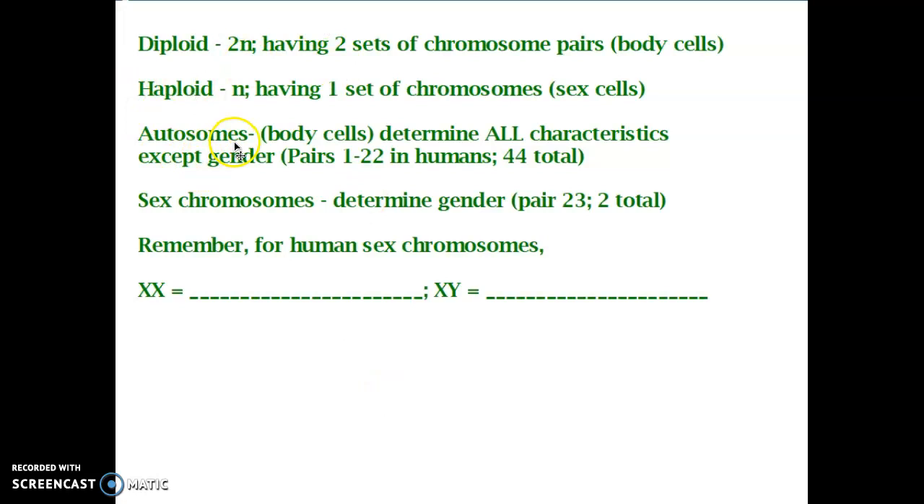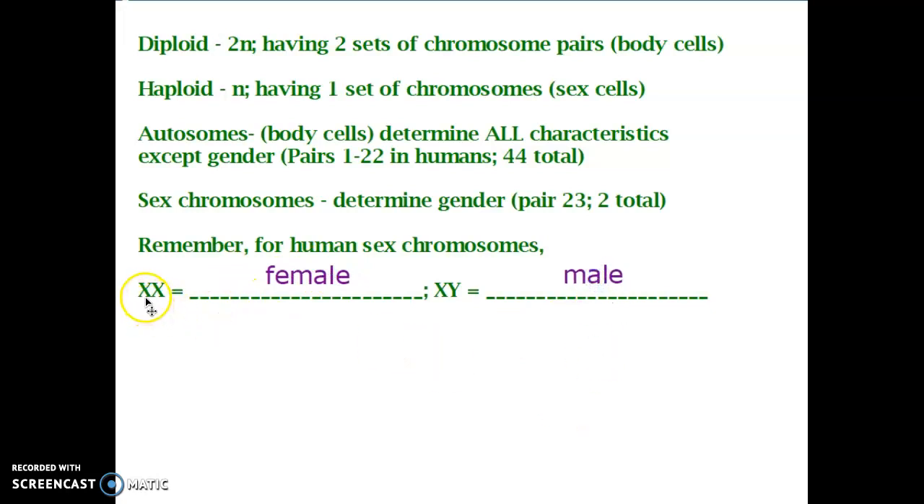All right, so let's go here, and this is what I just said. An autosome determines all of your characteristics. We have 22 pair, 44 total chromosomes. You've got to realize that's a lot of genetic information to make us humans, right? And then your sex chromosomes are the final last pair. We only have 2. So XX is a female and XY is a male.